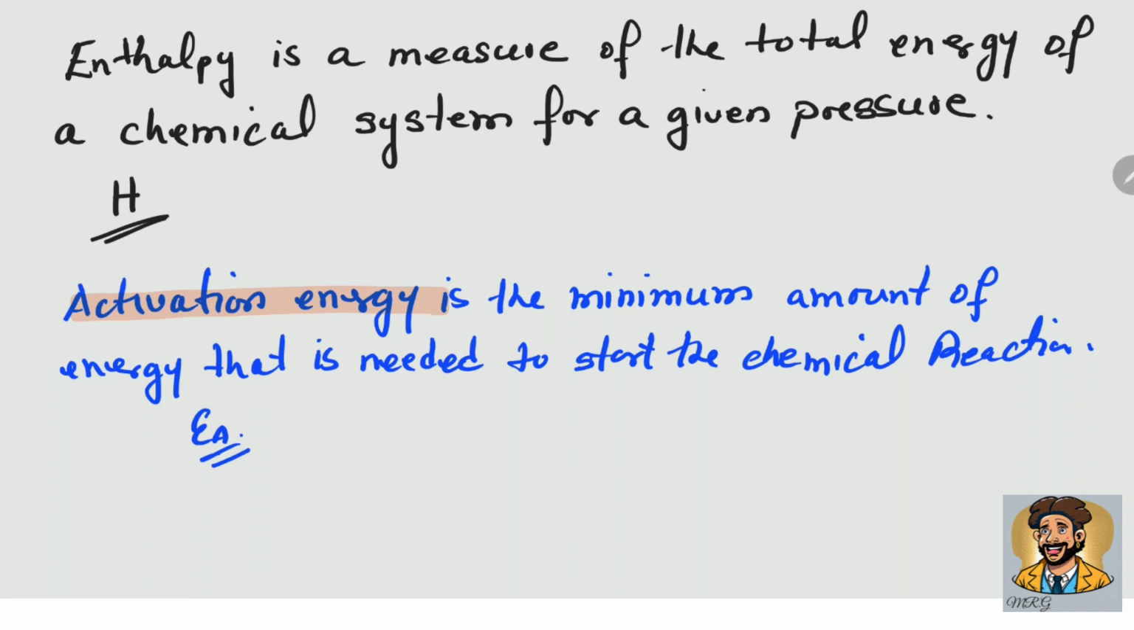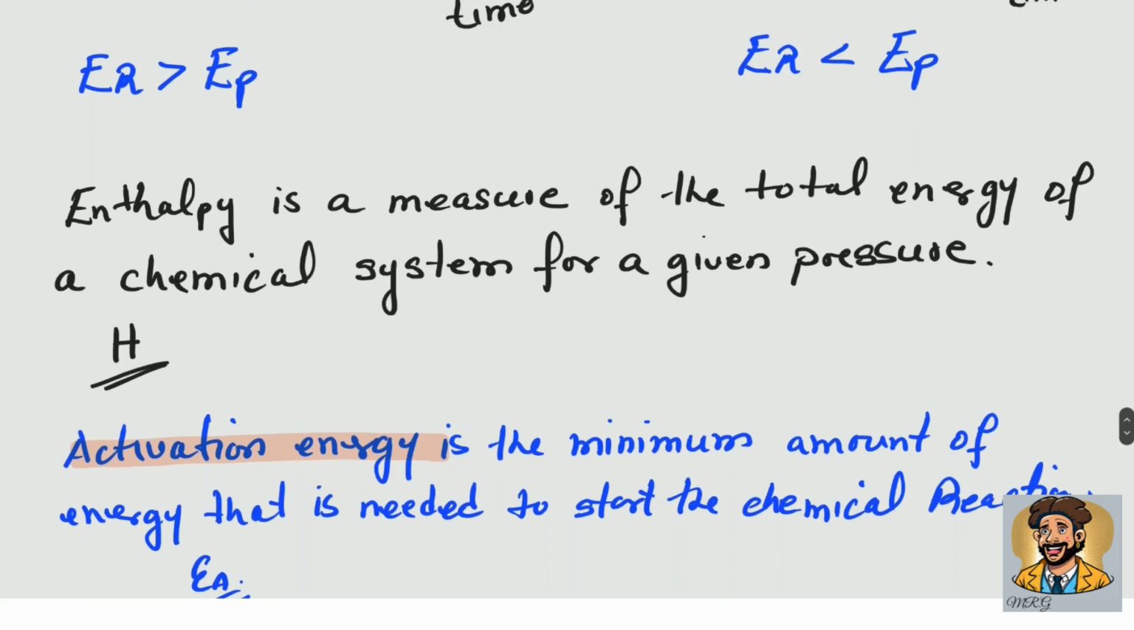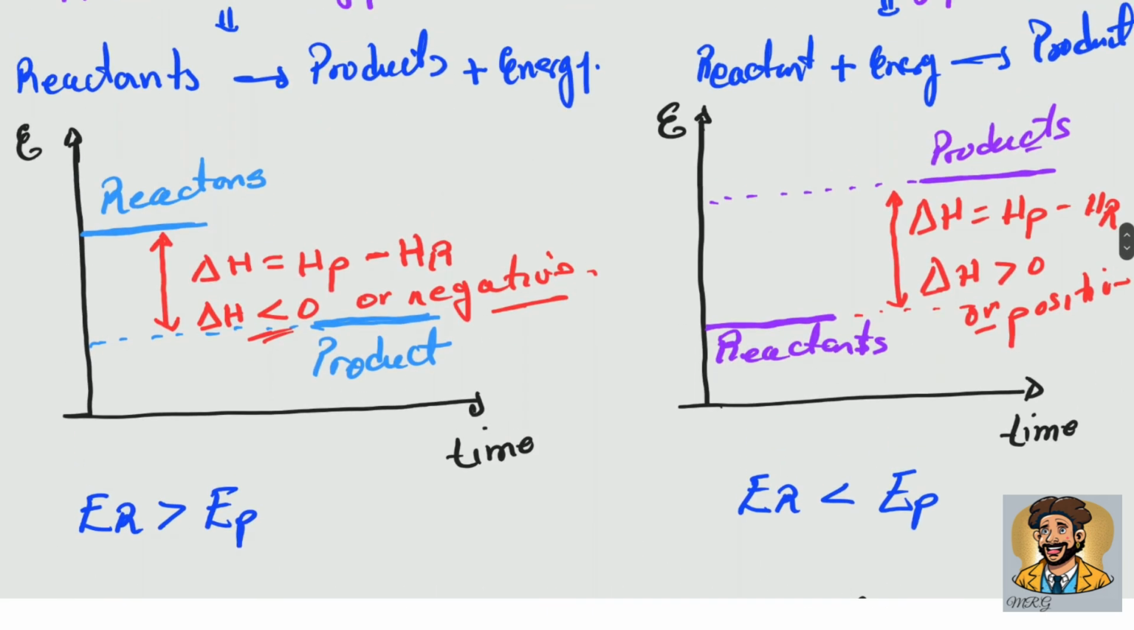It's not a big problem in terms of symbol. I like to use EA for activation energy. So the activation energy is that energy that you need that is greater than the energy of the reactant. You need more energy than the reactant for the reaction to start. When the reaction begins, then that activation energy is moving down.